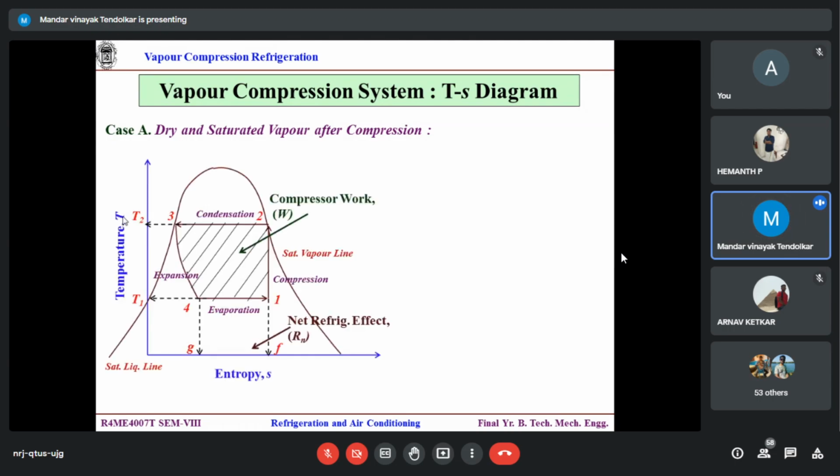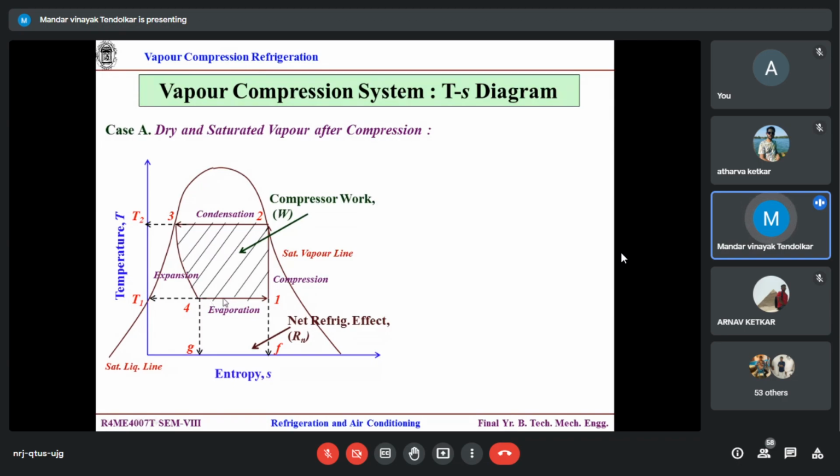So I am drawing here the TS chart only, because you are quite familiar with that. I have not yet shifted to p-h, but I will do that afterwards. Let us try to analyze the performance first. So this is my dry and saturated vapor after compression, at point 2, correct? Then we assume that the condenser stops over here. Then this is the throttling process and then the evaporator. So my refrigeration load is this, 4 to 1.